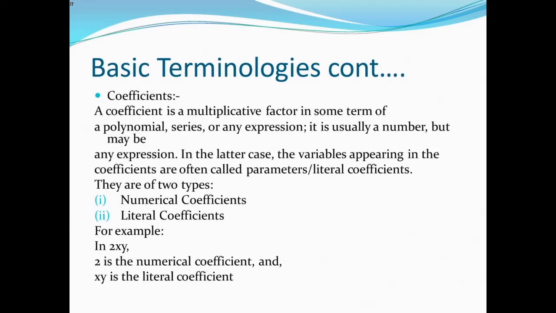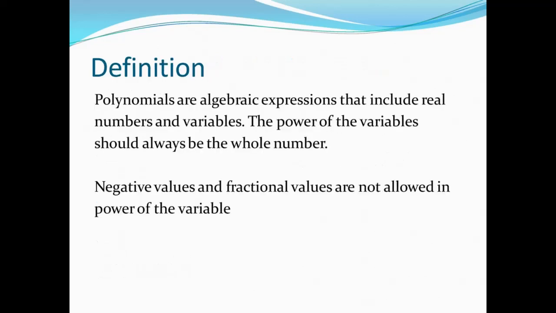Next basic terminology is coefficient. A coefficient is a multiplicative factor in some terms of a polynomial, series or any expression. It is usually a number, but may be any expression also. In the latter case, the variables appearing in the coefficients are often called parameters or literal coefficients. There are two types of coefficients. First, numerical coefficient. Second, literal coefficient. For example, 2xy. 2 is the numerical coefficient and xy is the literal coefficient.